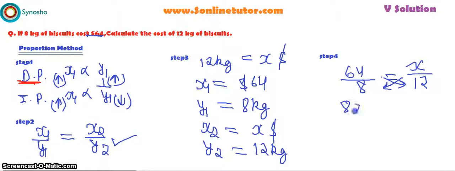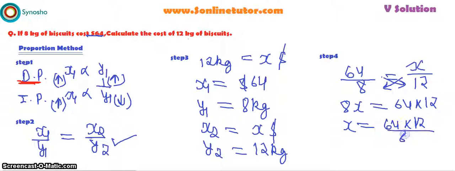So cross multiplication gives 8x is equal to 64 times 12. Further, we apply cross multiplication one more time, and it becomes x equals 64 times 12 divided by 8. If you simplify this further, the x you get is $96. So the price of 12 kg of biscuits is $96. Hope you understand this method. Ask more questions and get more solutions.